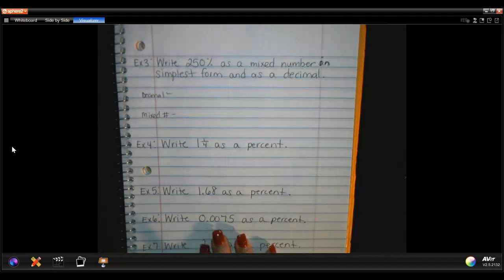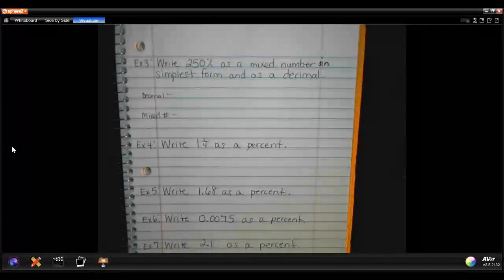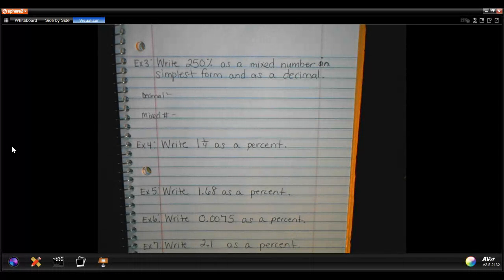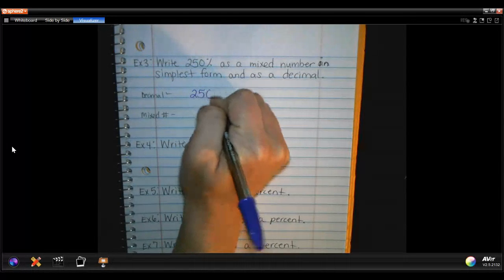Okay, let's take a look at example number 3. Example number 3 says write 250% as a mixed number in simplest form and as a decimal. Again, when I change a percent into a decimal, I'm going to rewrite my number and drop the percent sign.